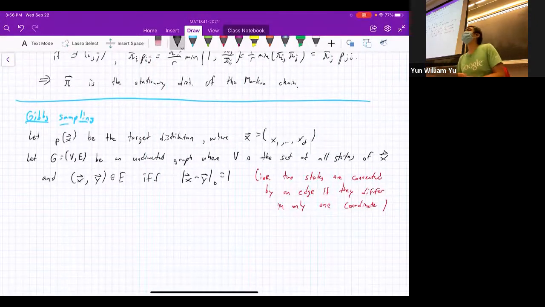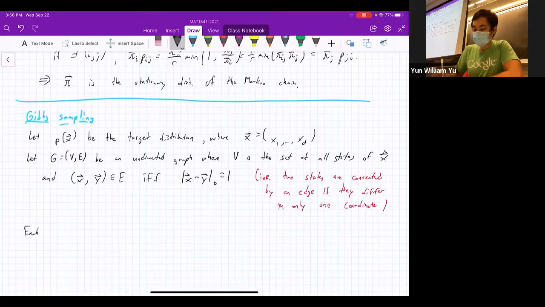So what does that mean? That means that whenever you're walking along your Markov chain, you can only ever change one of your coordinates at a time. So at each step of our walk, we choose one coordinate to update and keep all others fixed.